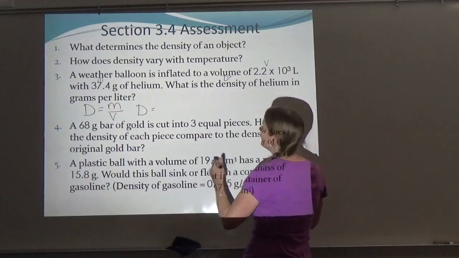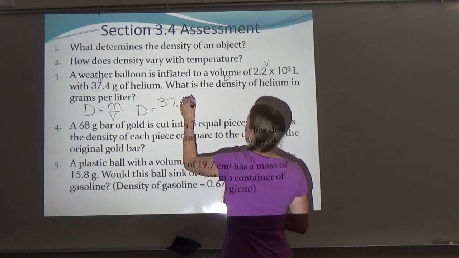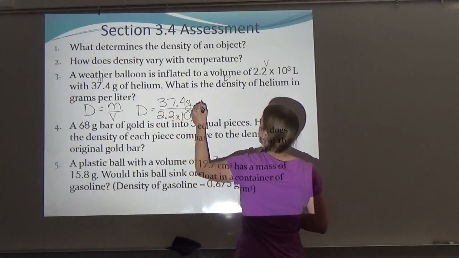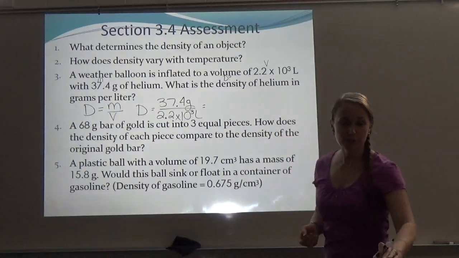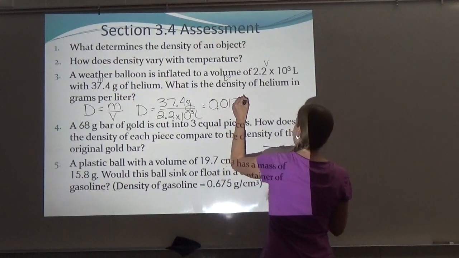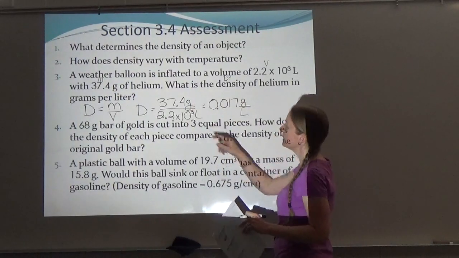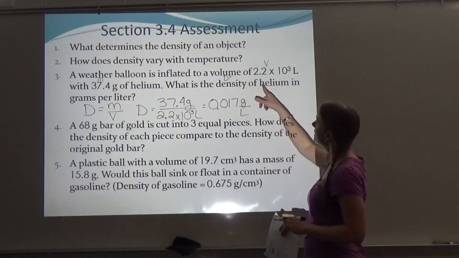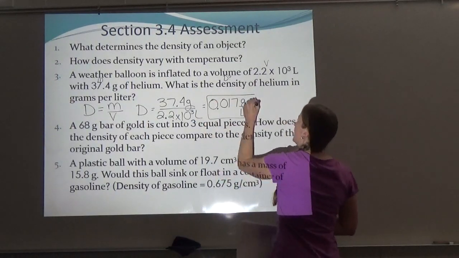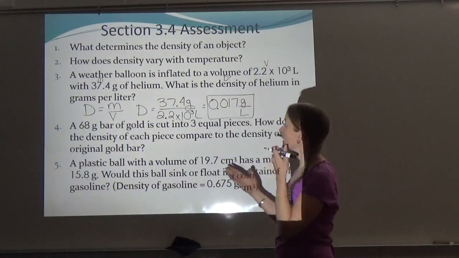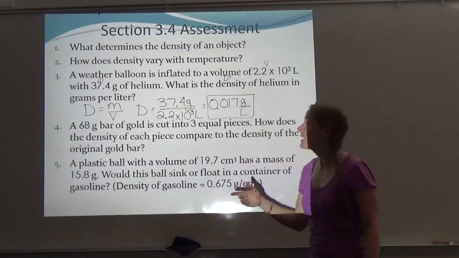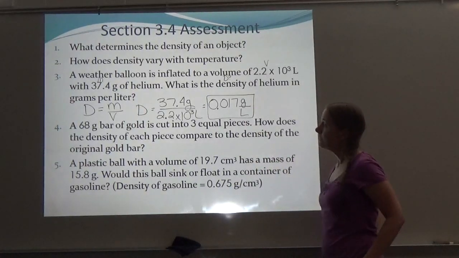So my mass is 37.4 grams. My volume is 2.2 times 10 to the 3 liters. So I'm just going to divide my two numbers. Once I do that, I got 0.017 grams per liter, because grams and liters don't cancel. But notice it says, what is the density of helium in grams per liter? So thankfully we got the unit they wanted, so I don't need to convert anything and I'm done. For example, if it had said, what is the density in grams per milliliter, I would need to convert at that point.